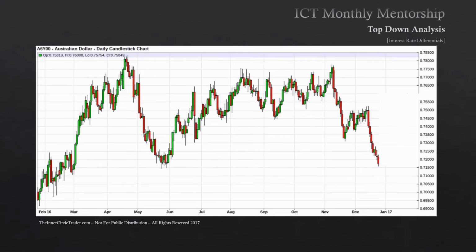Okay, we're going to look at the Australian dollar. This is the cash price for Australian dollar. And we identified a long-term support level, an old low, in the form of 71.50.